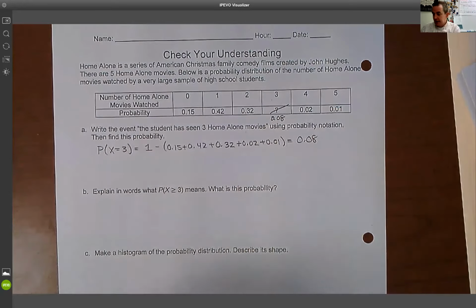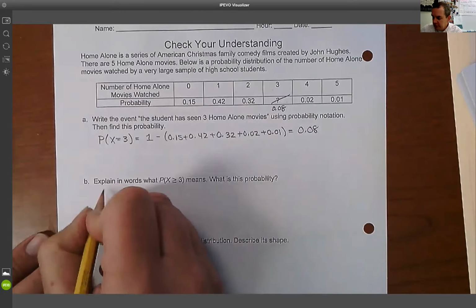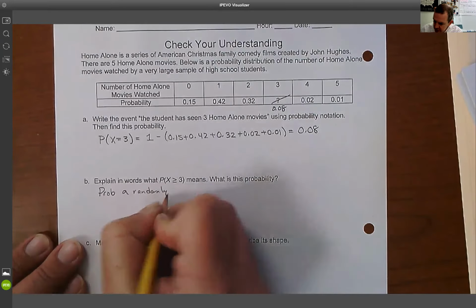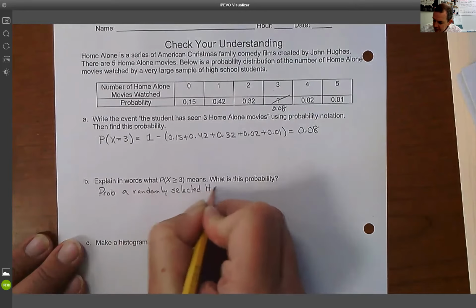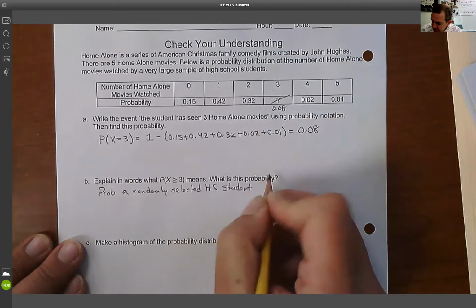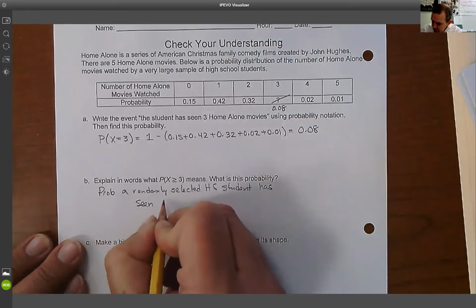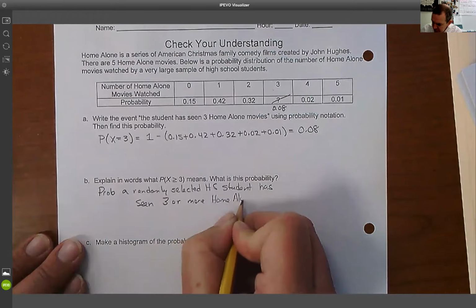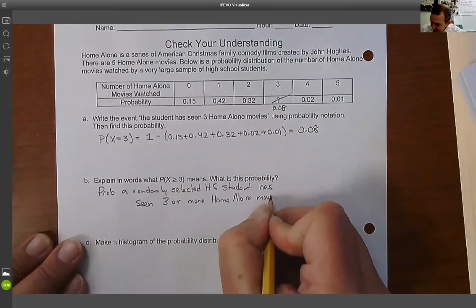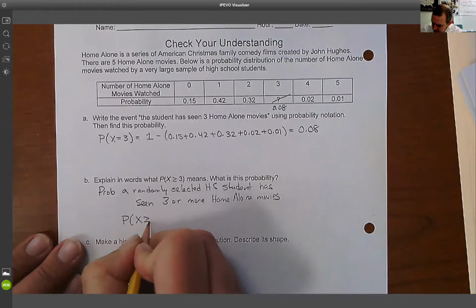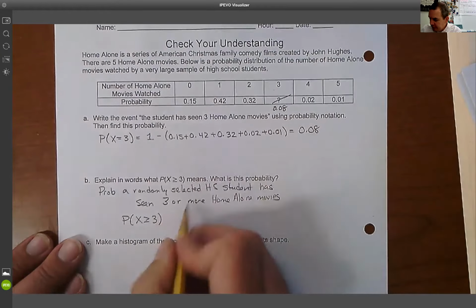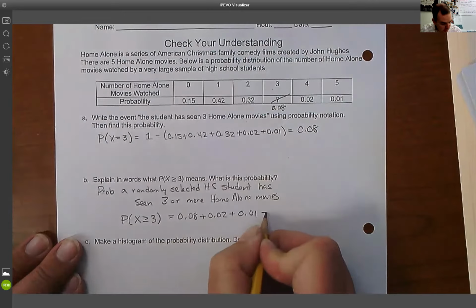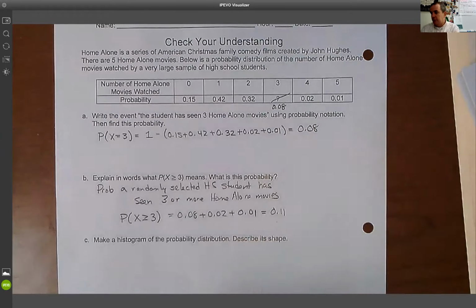So now the next one is the probability x is greater than or equal to 3. And this is basically saying, what is the probability a randomly selected high school student has seen 3 or more Home Alone movies? That's because of the equal to. And that is going to be equal to the sum of 3 plus 4 plus 5, so 0.08 plus 0.02 plus 0.01. That's going to give me an 11% probability that they've seen 3 or more.